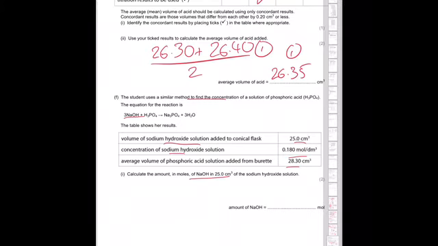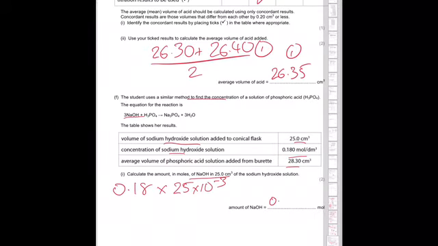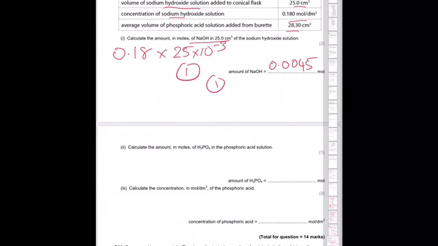So it's going to be 0.18 moles per decimeter cubed times by 25 times 10 to the minus 3, because you're dividing it by 1,000 to get it from centimeters cubed to decimeters cubed, which equals 0.0045. If you get that, you get 2 marks. If you didn't get that, but you got the equation right, or the information right, you get 1 mark. So you've just got a keying error, you get a mark there.